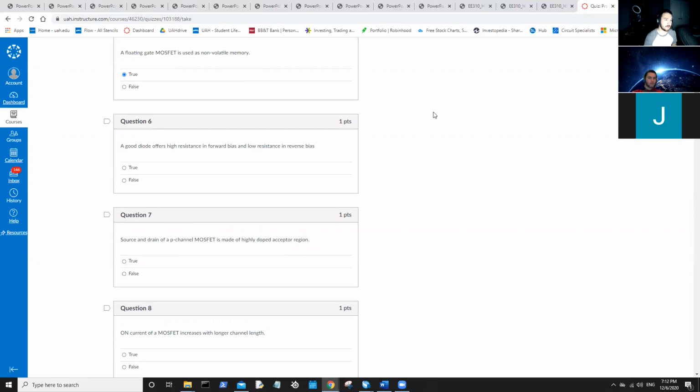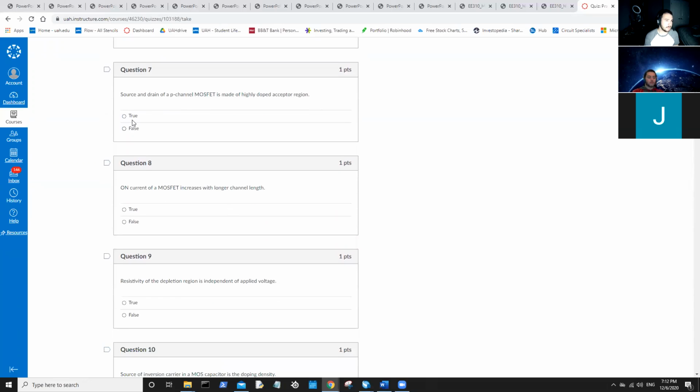Question 6, a good diode offers high resistance in the forward bias. No, it doesn't. That's not what you want to happen. That's the reverse of what happens. Yep, so that's just another quick one. Source and drain of the P-channel MOSFET is made of highly doped acceptor region. This is true.